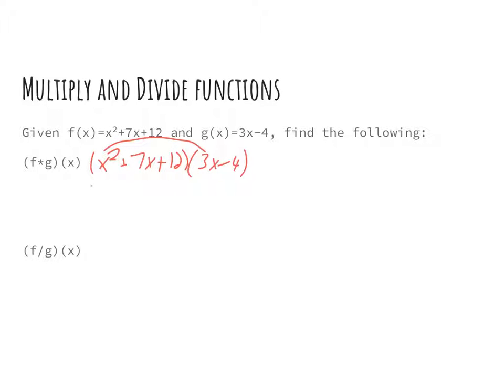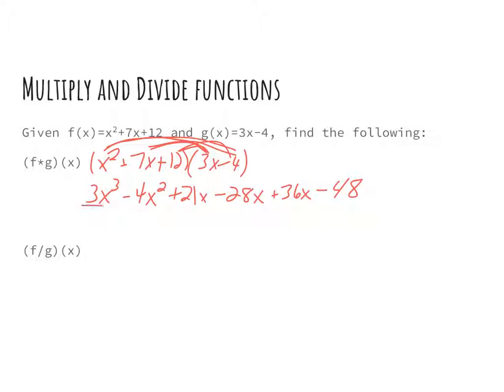So x squared times 3x gives me 3x to the third. X squared times a negative 4 is a negative 4x squared. 7x times 3x is 21x squared. 7x times negative 4 is a negative 28x. 12 times 3x is 36x. 12 times a negative 4 is negative 48.